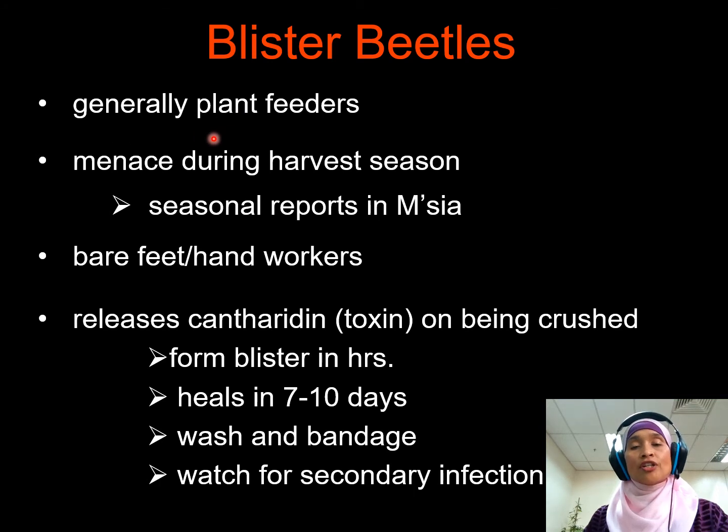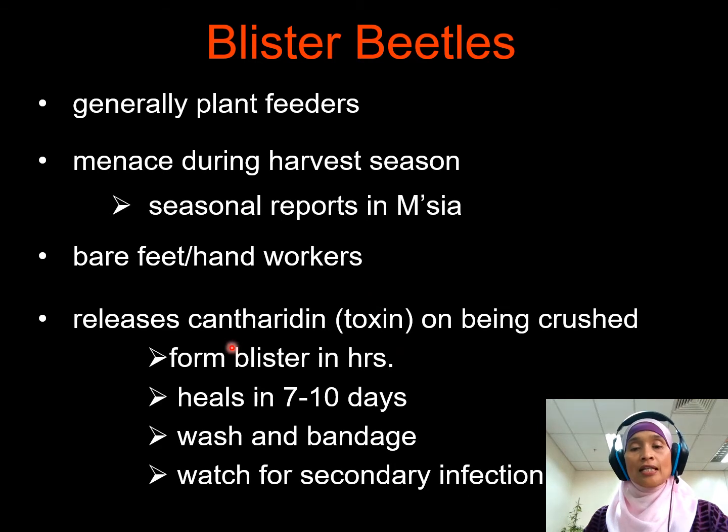Blister beetles are generally plant feeders and can be found in abundance during the harvest season. As you would expect, the group at risk of being exposed to these beetles would be the agricultural workers. These beetles could be crawling on their hands and their legs, and they will be smacked and crushed, and the toxins will then come in contact with the skin.